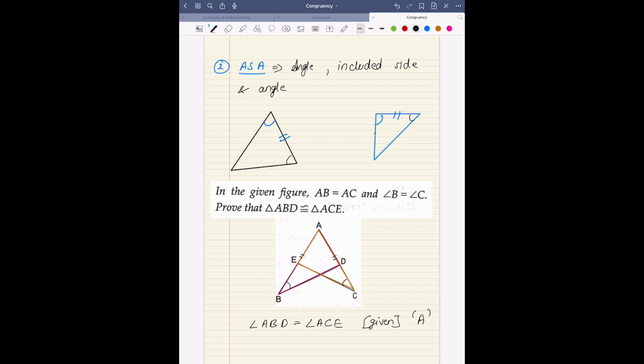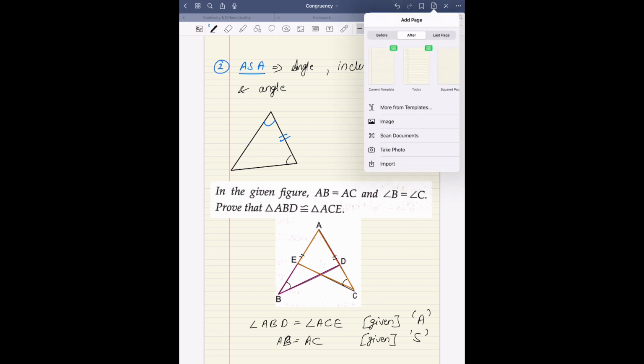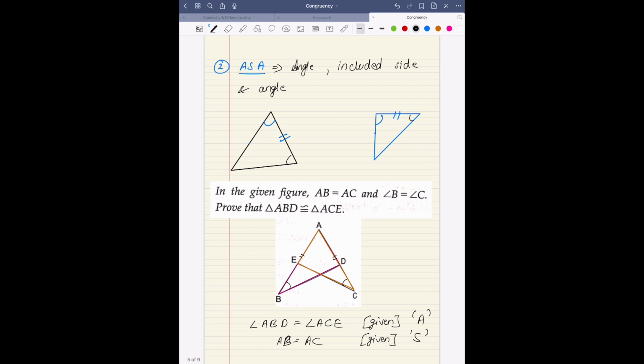AB is equals to AC. This is also given, right? Given. This is my S. Let's go to the next page. And angle A is common, right? This is common to both of them. So of course it will be equal.